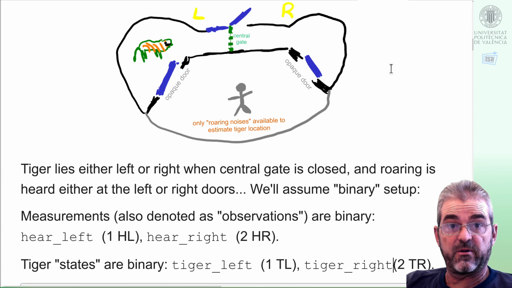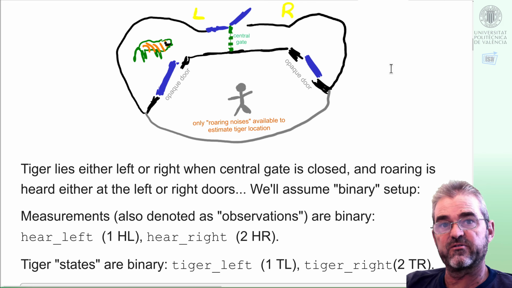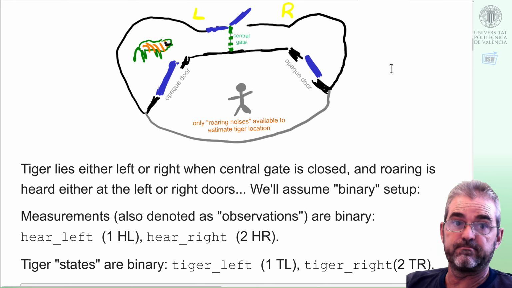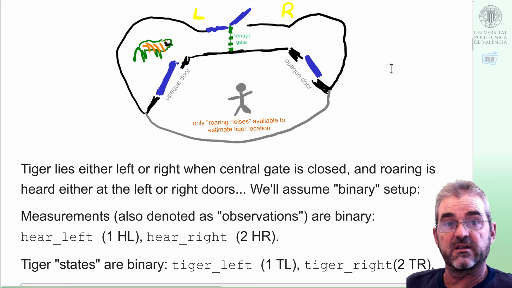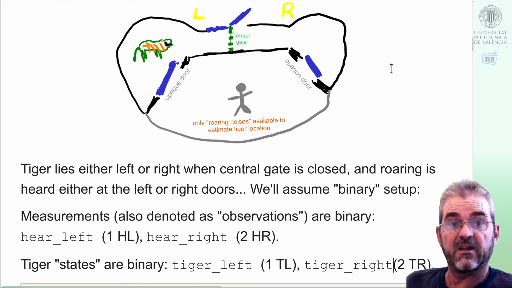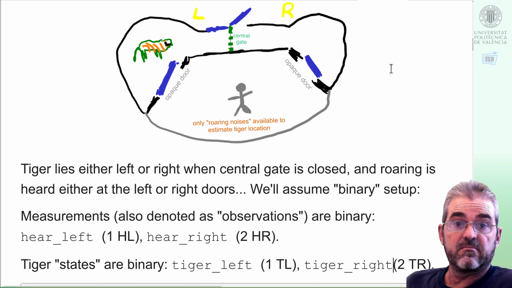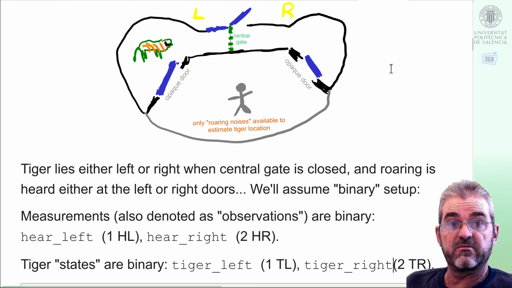If we recall the problem we were studying, we had a zookeeper that had to decide which door to open based on where the tiger roaring is heard with greater intensity, either at the left door or at the right door. So, the moment the central gate closes, the tiger may be either left or right. And then, depending on whether the tiger is right or left, we will hear roaring left or roaring right with different frequency, let's say. So we have two binary random variables and we were modeling the interaction between them.